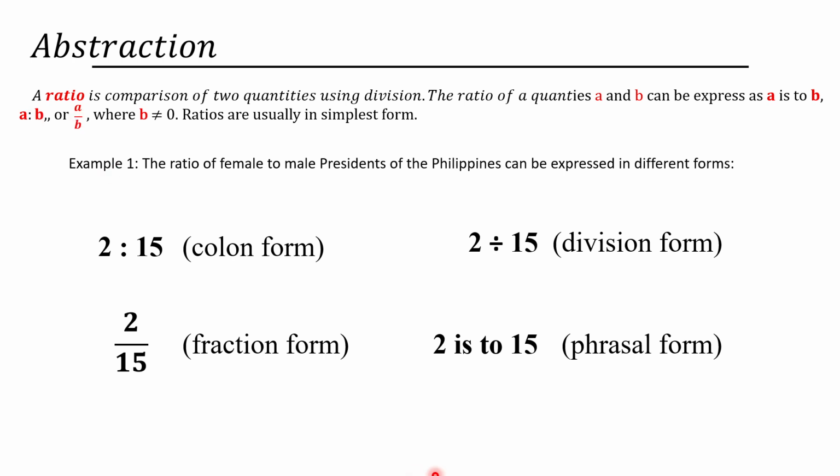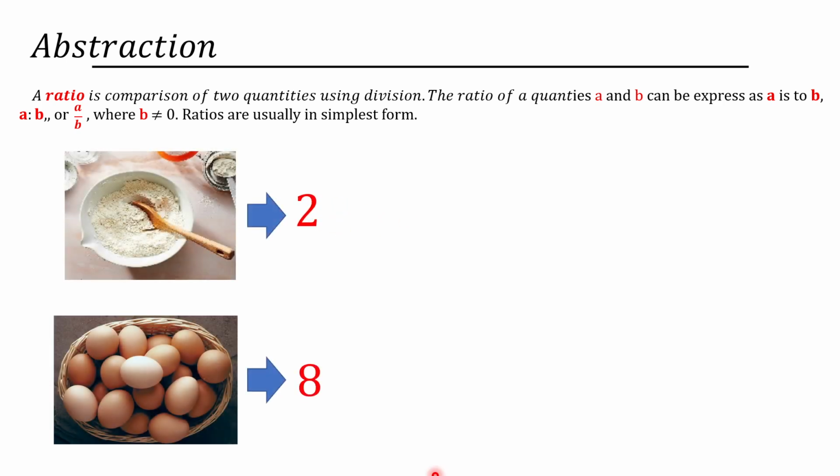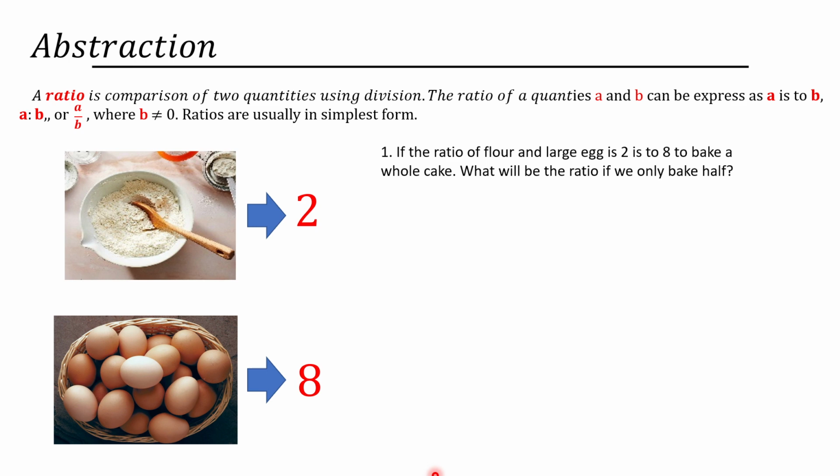Okay, balik tayo dun sa example natin, yung flour. May tanong, what if the ratio of flour to egg is 2 is to 8 to bake a whole cake, what will be the ratio if we only bake half? Okay, nakuha niyo? So, pag gumawa tayo ng whole cake, yung ratio is 2 is to 8. Ano namang ratio pag half lang? So since half lang, kailangan natin half lang na flour, half na egg, so the ratio will become 1 is to 4.